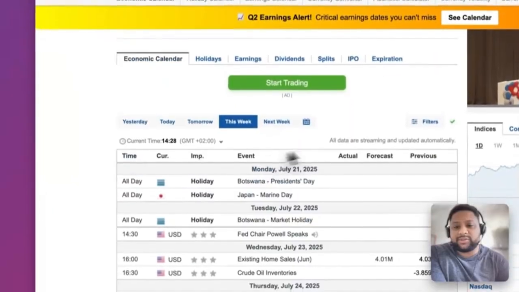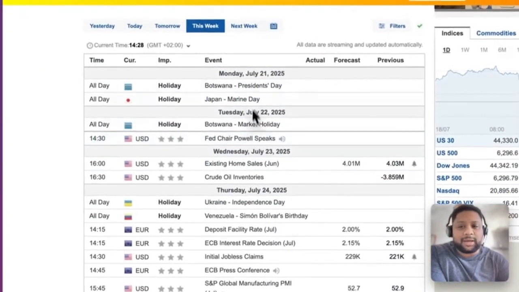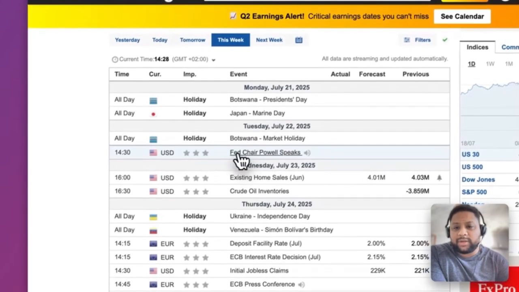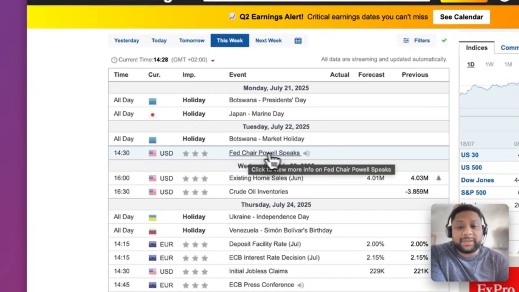And if we go over into our calendar over here, we can see that come Tuesday, we've got Fed Chair Jerome Powell speaking, which is going to be a very crucial discussion and meeting, and provide a lot of traders and investors with unique insights as to what the Fed's decision is going to be moving forward.